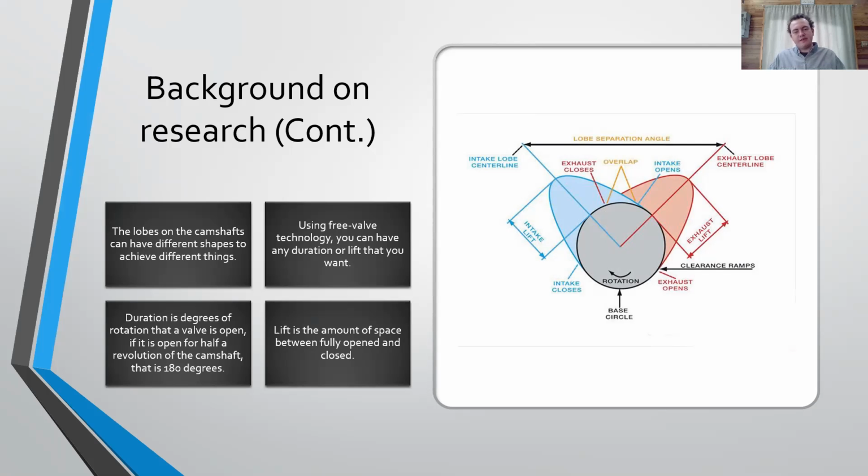Now, lift is the difference between the base circle, which is the gray portion on the diagram, and either the blue or the red, which is your intake and exhaust. And duration is how many degrees of one rotation that valve is open for. Say you have 180 degrees of duration, that means it is open for half of a revolution.